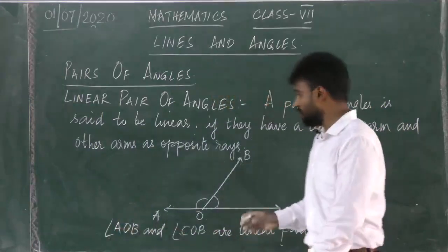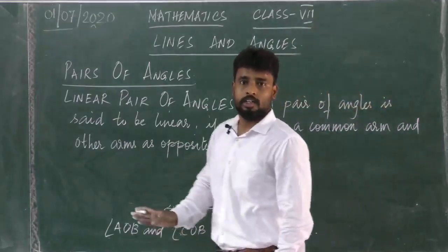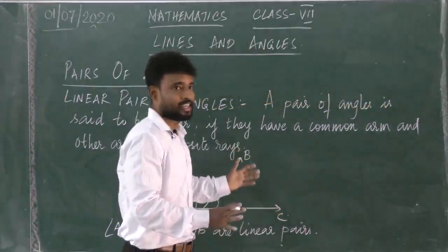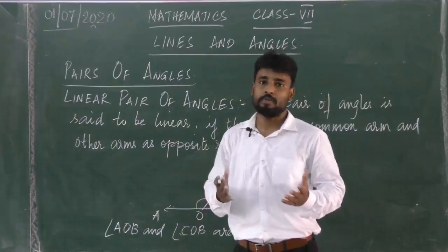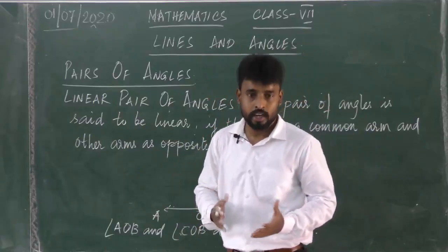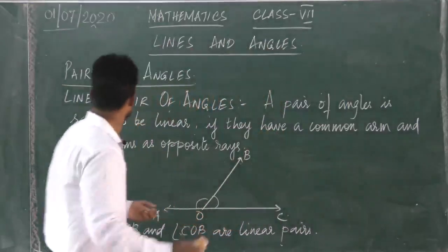So here we have angle AOB and angle COB as linear pairs. We understand that linear pairs are adjacent angles which sum up to 180 degrees. Now let's come to the last pair of angles.